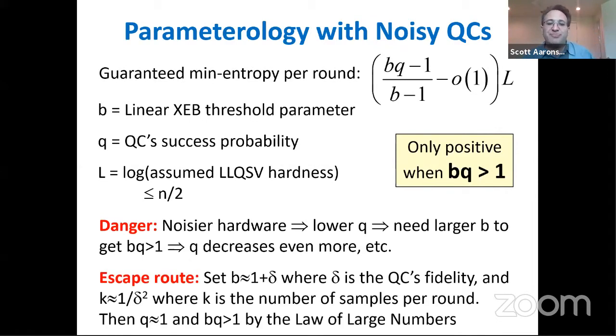The escape route is that I can set b to be just slightly larger than 1, in particular to about 1 plus delta, where delta is the quantum computer's fidelity. And then I can take a large number of samples. So I'll ask for k samples, where k is like 1 over delta squared. And then I appeal to the law of large numbers. So, not surprisingly, the noisier my quantum computer, the more samples I need in order to get the same amount of entropy out.